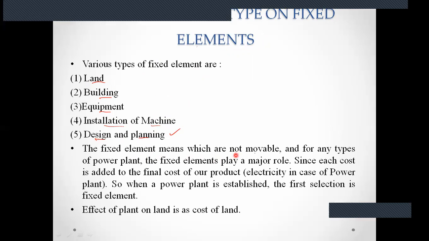Fixed elements means they are not movable. For any type of power plant, the fixed elements play a major role. Since each cost is added to the final cost of the product, that is electricity in the case of the power plant, when a power plant is established, the first selection is the fixed element.